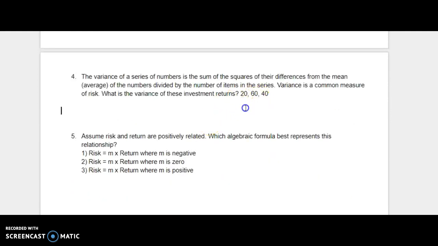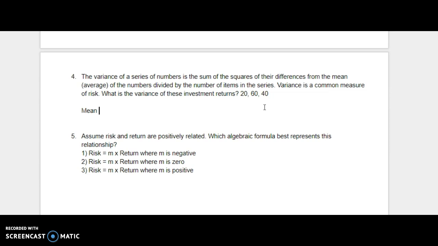All right, let's move on to number 4, and you guys may have done these before, but we're going to be talking about variances. So number 4 states the variance of a series of numbers is the sum of squares of their variances from the mean average of the numbers divided by the number of items in the series. Variance is a common measure of risk. What is the variance between these investment returns, 20, 60, and 40?